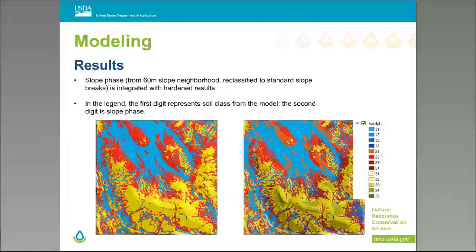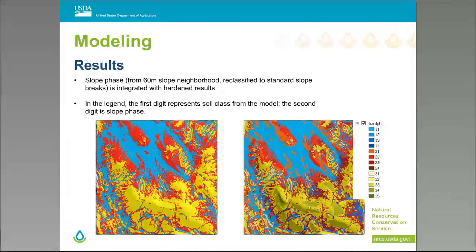So the next thing that we did was integrate slope phase, and I know there's a whole debate about doing this with digital soil map products, but for Essex we did. We used a 60-meter slope neighborhood that we had tested out in the field to see if that best represented how a soil scientist sees slope.